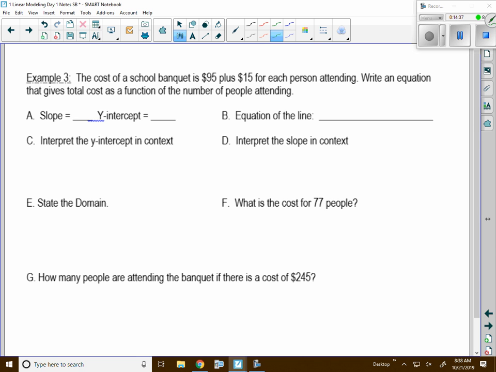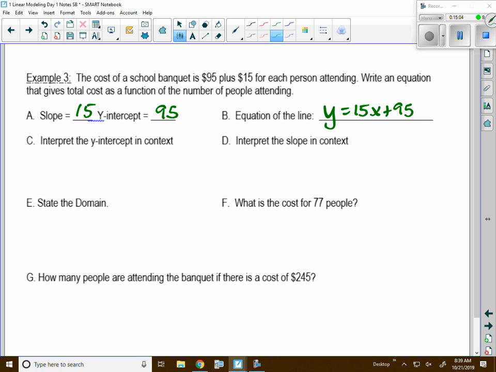Okay, somebody raise your hand and tell me the slope. 15. And our y-intercept? 95. Okay, so the 95 is happening one time. So whatever the y-intercept is, happens one time. The slope is something that happens over and over and over again. All right, the equation then should be y equals 15x plus 95.